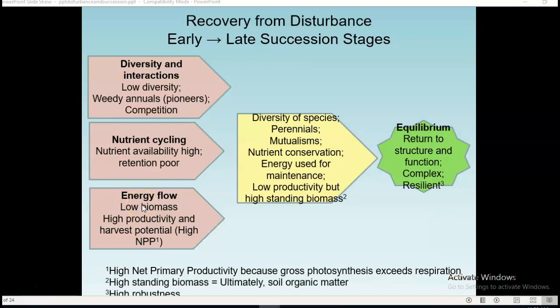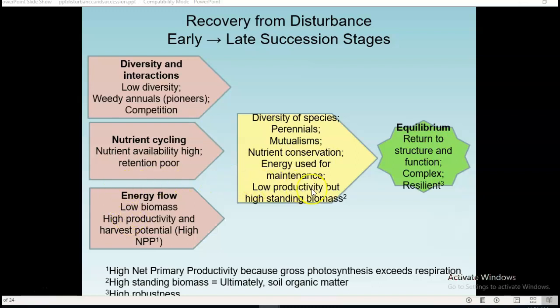Energy flow, early on, there's low biomass, and that's why we have high productivity and a high harvest potential at first, because we have high net primary productivity. I've written this out here as a footnote at the bottom to remind you that the net primary productivity is high early on because gross photosynthesis actually exceeds respiration. And so that's why there can be a lot of edible biomass in harvest at the beginning.